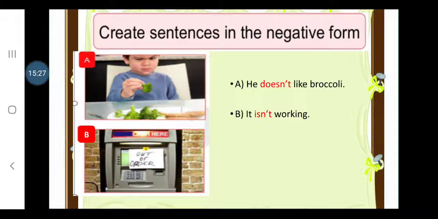Now, I want you to create sentences in the negative form for A and B. The boy has a plate of vegetable, precisely broccoli, in front of him, and he picked it up and made a funny face. Do you think he likes it? I don't think so. He doesn't like broccoli. In picture 2, we are seeing that a machine is out of order. Okay? So what should we say? Machine is not a he or she. It is an it. So therefore we say it isn't working because it's out of order. So we can't use it, right? So it isn't working.